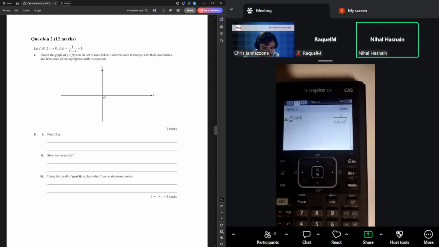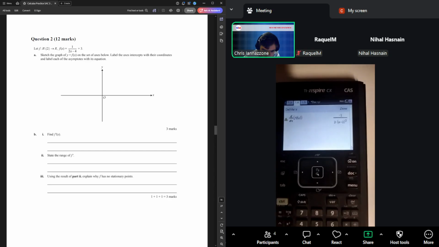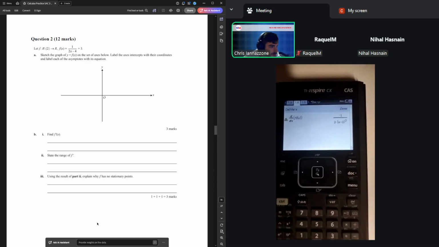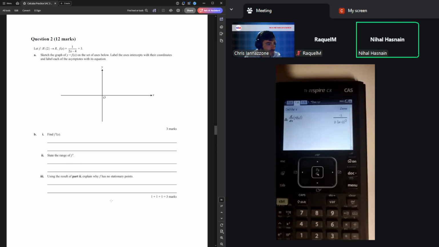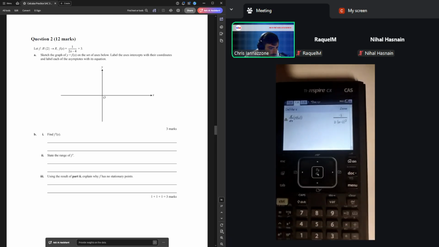All real numbers excluding 3. All real excluding 3. Maybe for the hyperbola, this is saying range of f dash. Oh, f dash. Yeah. Okay. So that's the one that I got on the CAS, that truncus.